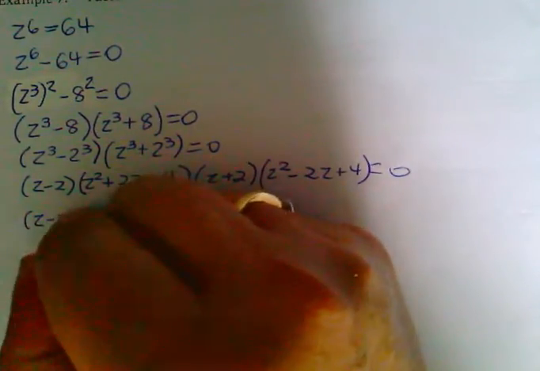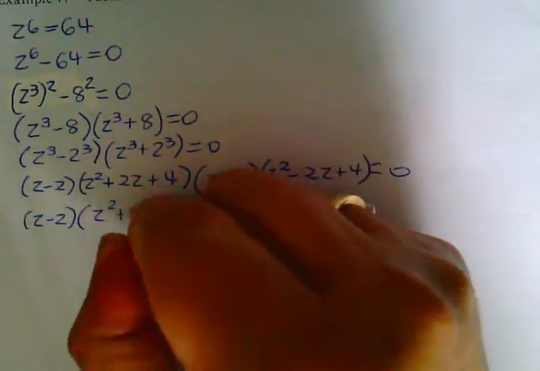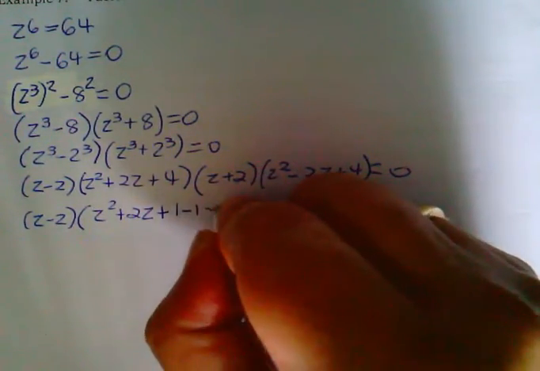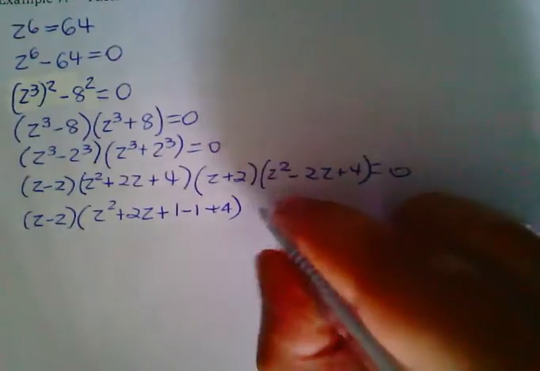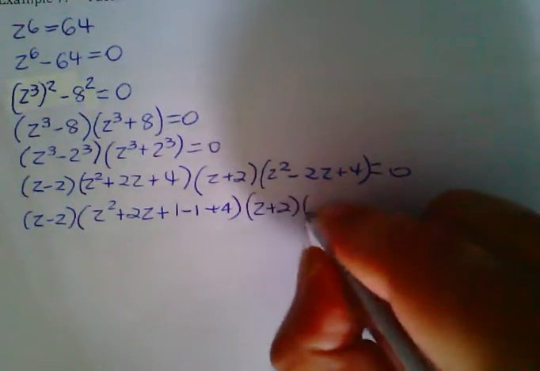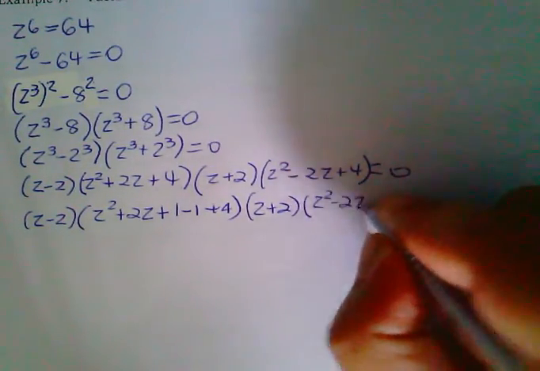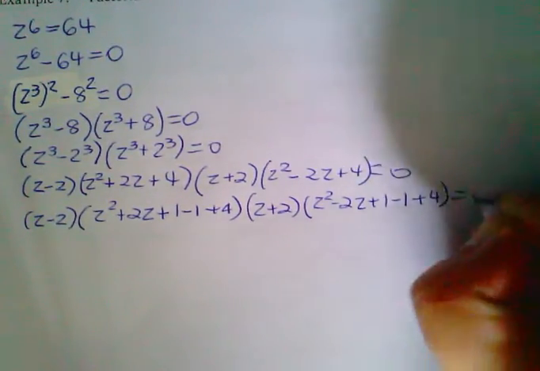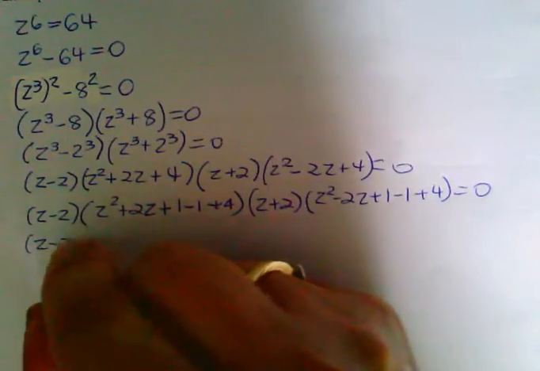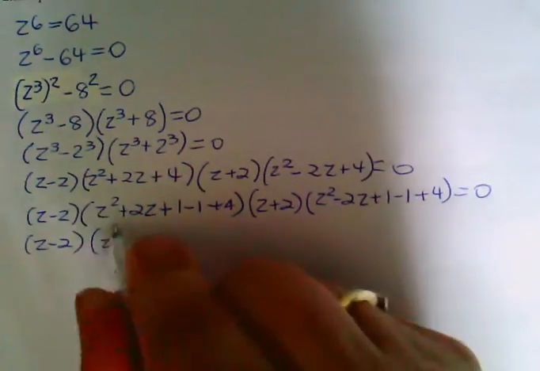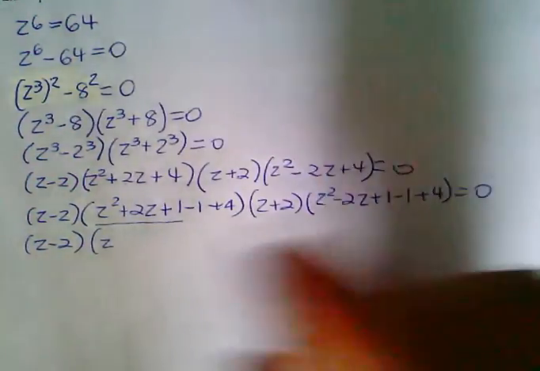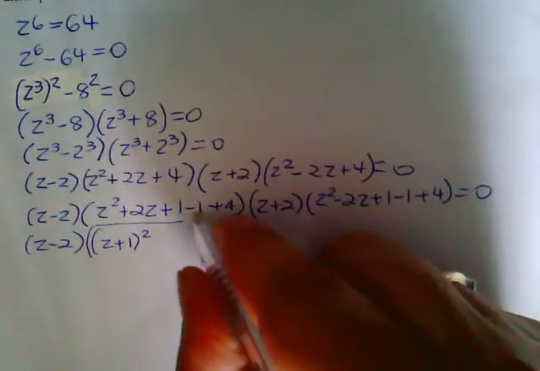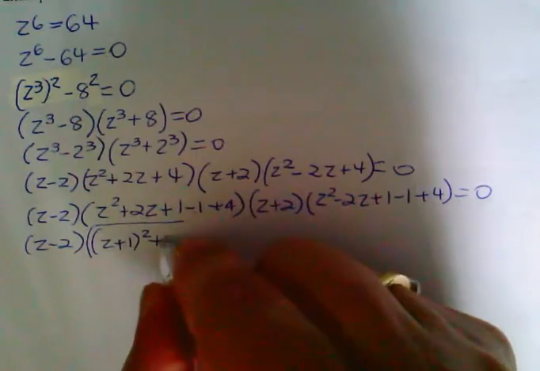So we keep the z minus 2, and we can write this as z squared plus 2z. To complete the square, we go plus 1, minus 1, and write our plus 4 down. Here we've got z plus 2, z squared minus 2z. To complete the square, we go plus 1, minus 1, and then we put our plus 4 down as well. So therefore, z minus 2, completing the square on those first 3 terms, we've got z plus 1 squared, and minus 1 plus 4 is plus 3.